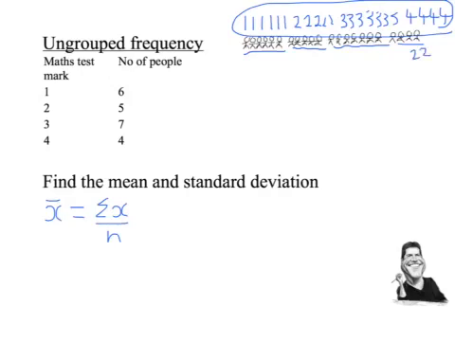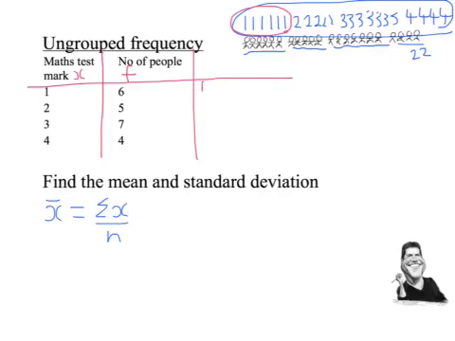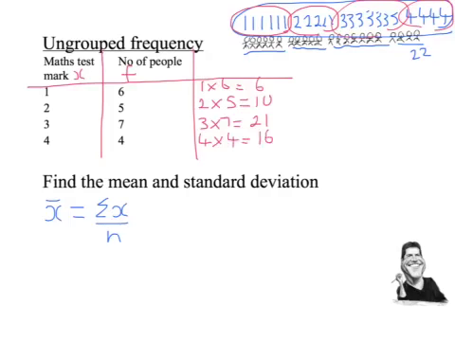Now, it's much more efficient to actually change the formula. So what I'm going to do is make this look like a table, like so. I'm going to call this X, and I'm going to call the number of people F. And instead of me adding up these 6 ones, it would be much more sensible to say 1 times 6 is 6. And instead of adding up these 5 2s, 2 times 5 is 10. And instead of the 3s, 3 times 7 is 21, and the 4s, 4 times 4 is 16.